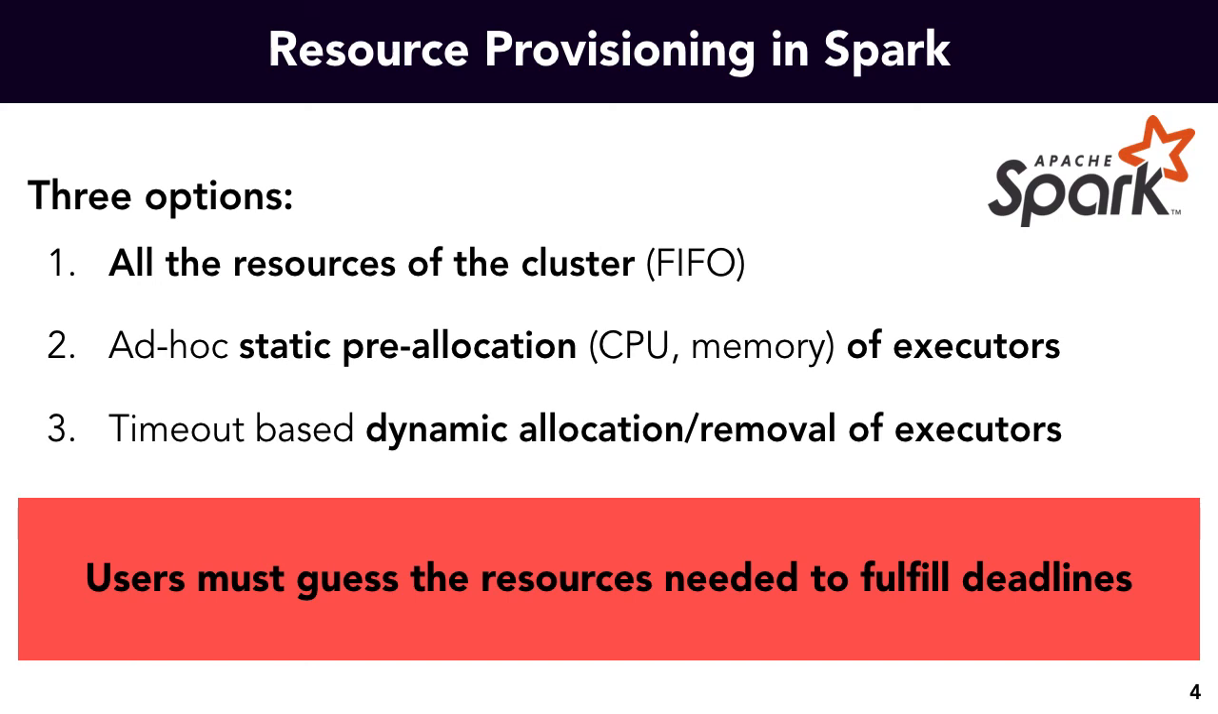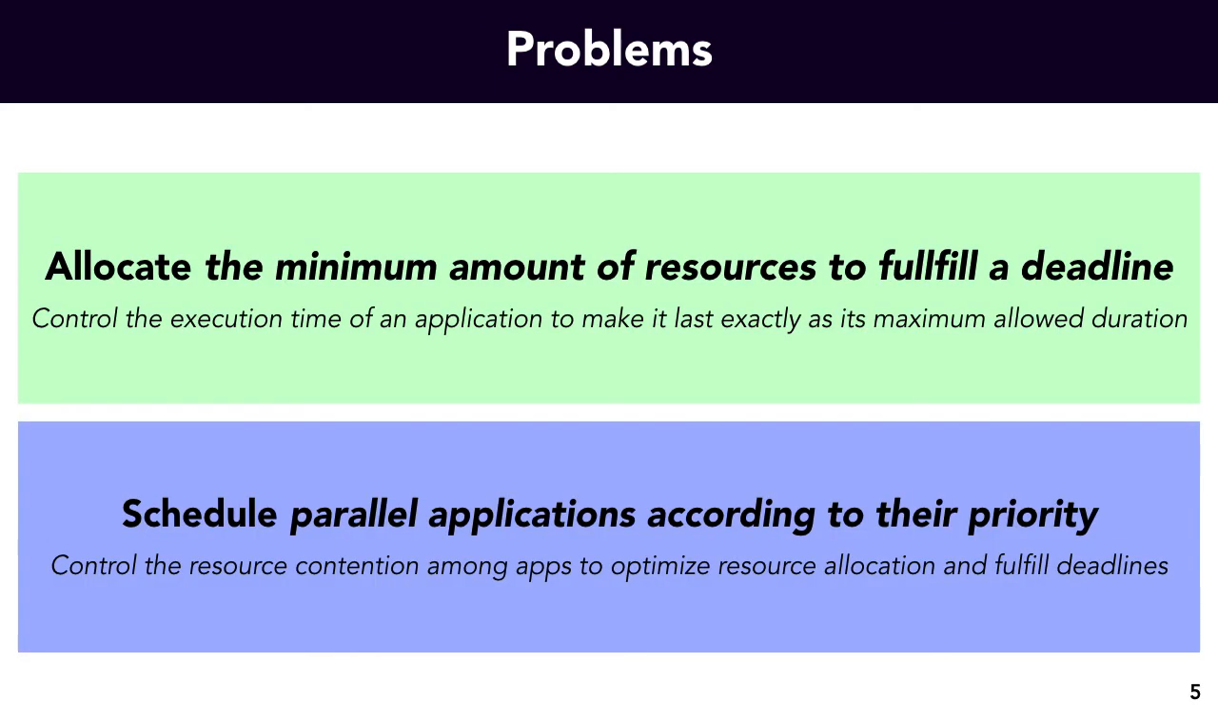The problem is that in order to fulfill a given deadline, the user must guess the right configuration. In fact, Spark doesn't have any notion of deadlines in its processing model. So the problems are two. First, we need to allocate the minimum amount of resources in order to fulfill the deadline, which means optimizing resources. Second is scheduling parallel applications according to priority, which means we need to take into consideration the resource contention that can happen among different applications running on the same Spark cluster.